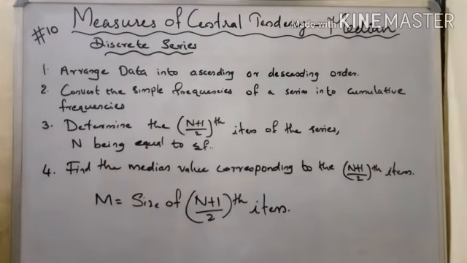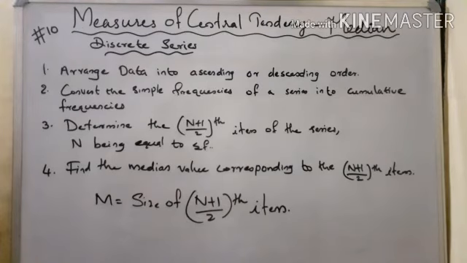And the third step is to determine the (n plus 1) by 2 the item of the series. Here n is equal to sigma f. That means in the case of discrete series, n is equal to the summation of f, the frequencies total. All frequencies you add up, then that value you consider as n. But in the case of an individual series, n is equal to the number of items. But in the case of discrete series, n is equal to frequencies total. Don't forget, n is equal to frequencies total.